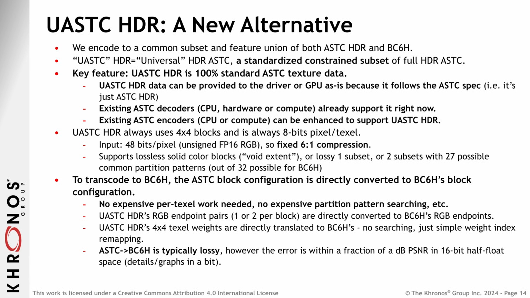Once we have the block configuration, and that consists of basically the color space lines, coordinates in 3D space, and for every texel, an integer index from 0 to 3 or up to 0 to 15, where along that line each texel color lands, we quickly just unwrap that from the ASTC data, and then we rewrap it in BC6H's encoding.